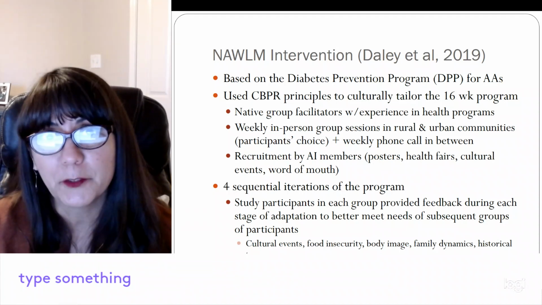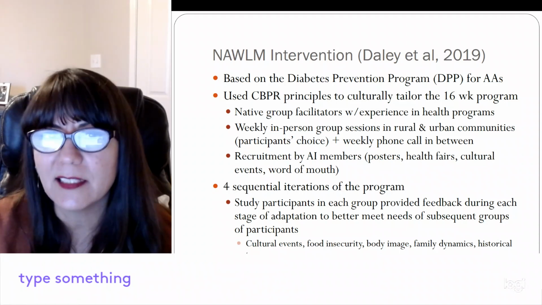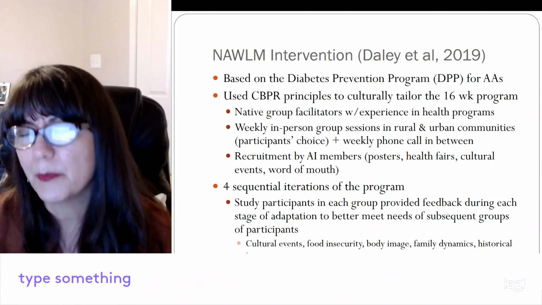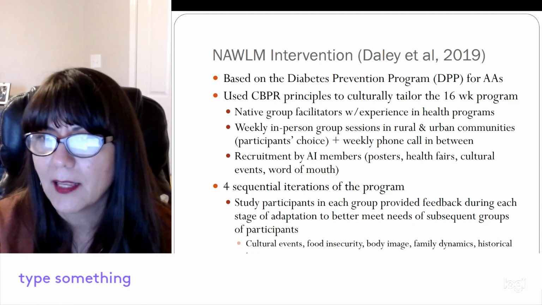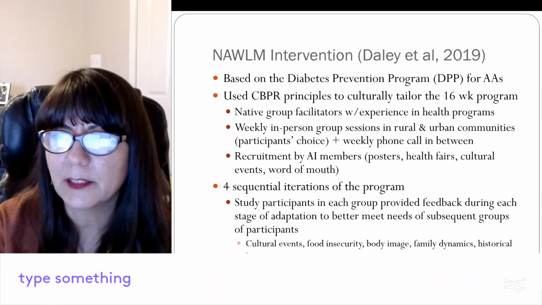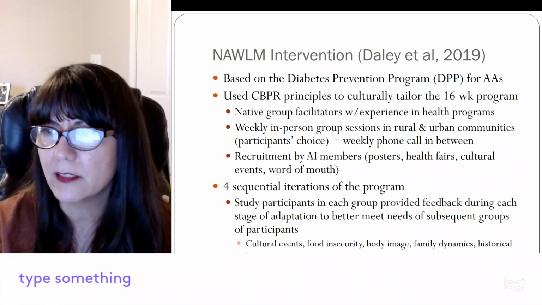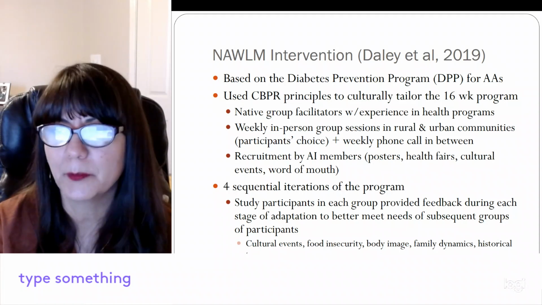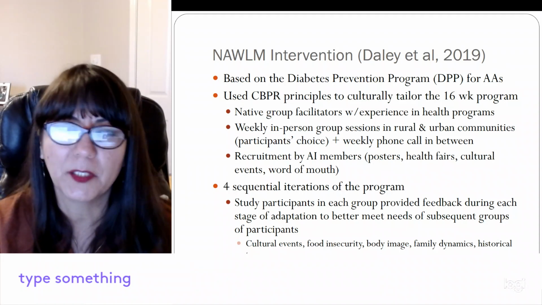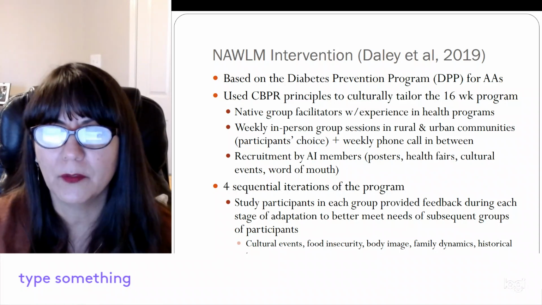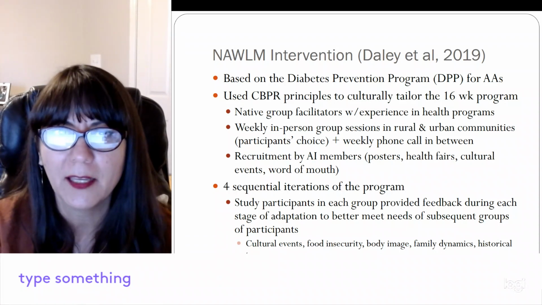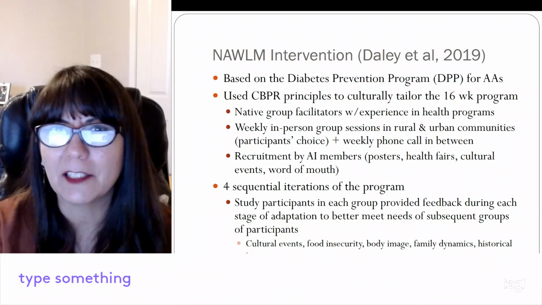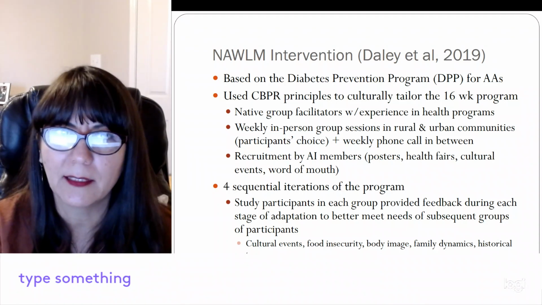And they had Native group facilitators who had experience in health education, in health program delivery. And they also conducted weekly in-person group sessions at rural or urban community centers, and participants determined where those would be based on their preferences for attending. And then they also got a weekly phone call in between each week.